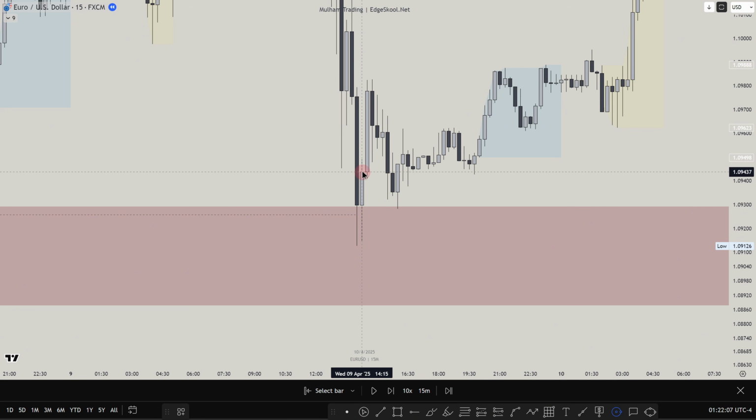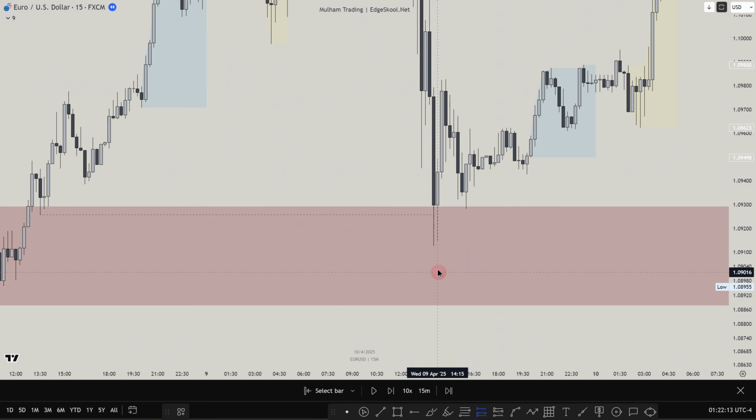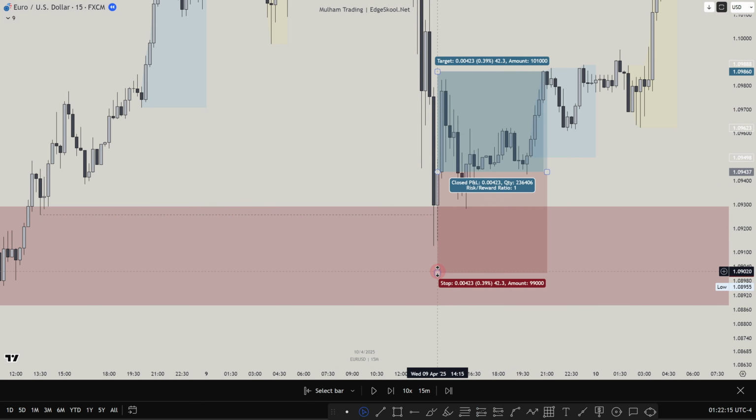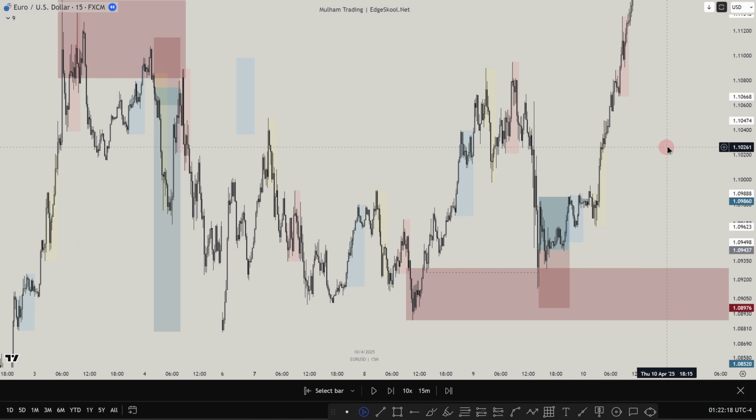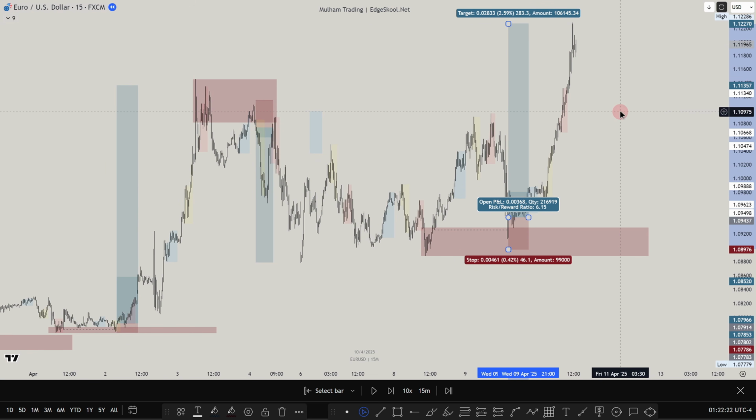Another trigger is that we have the fake out. So we do have a fake out. And then after that, we have the acceptance, price closing aggressively above. This could be an entry. And if you notice after that, we have a strong move to the upside. So this is what price behavior is about.